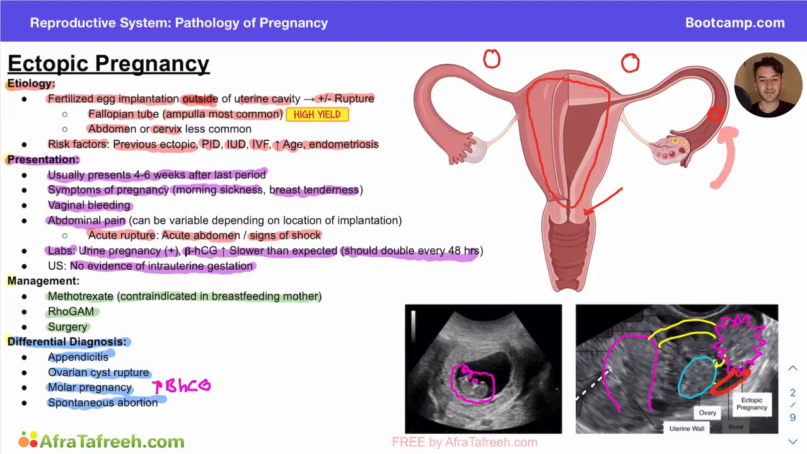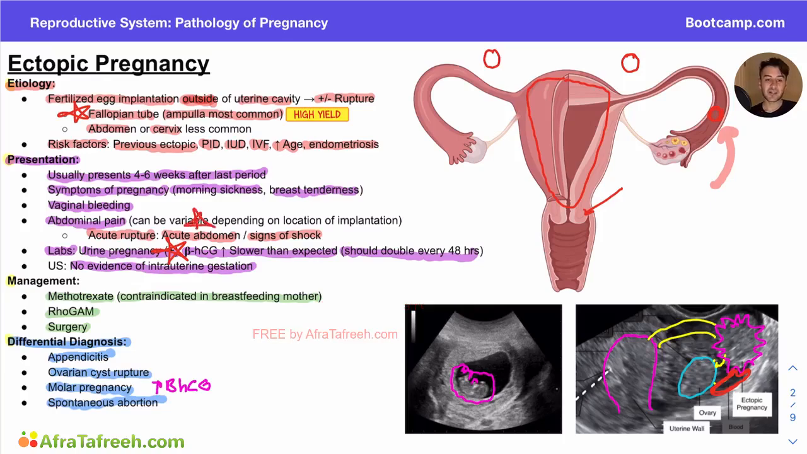So in terms of our high yield review, I think it's super important to know that ectopic pregnancies can occur anywhere outside of the uterus, but it's going to be most common in our fallopian tube, specifically the ampulla. And then in terms of presentation, it's important to know that our presentation can be broad, but we're always going to have a positive urine pregnancy test, and that is going to have a slower rise than expected. I would say that's a high yield detail, as well as being able to recognize an acute abdomen.